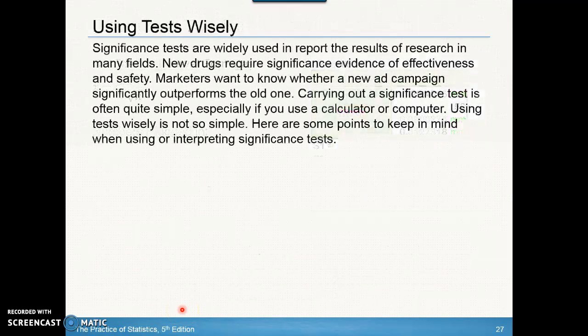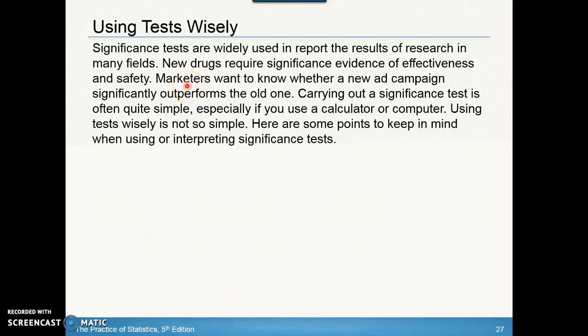All right, so we're just going to go over how to use tests wisely and making sure that we have strong tests so that we can make inference to the larger population. So significance tests are widely used in reporting the results of research in many fields. New drugs require significance tests, significant evidence of effectiveness and safety. Marketers want to know whether a new ad campaign can outperform an old one.